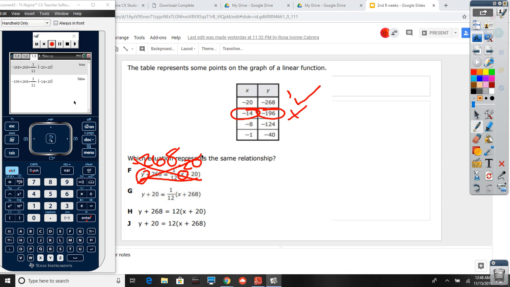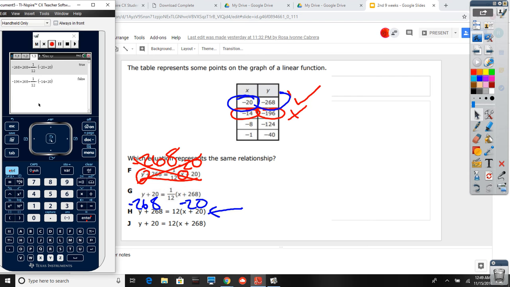Okay, I'm only gonna try one more. I'm gonna try letter H this time. I'm gonna do it in blue. Okay, I'm gonna try this one right here. So instead of the y, I'm gonna replace it with a negative 268, and instead of the x, I'm gonna replace it with a negative 20. Okay, so let's go ahead and do that. Just type it straight in.